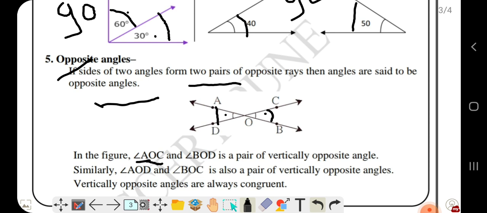Vertically opposite angles are always congruent. So this is the definition, that vertically opposite angles are always congruent. So these two angles and these two angles will be congruent, or we can say equal to each other.